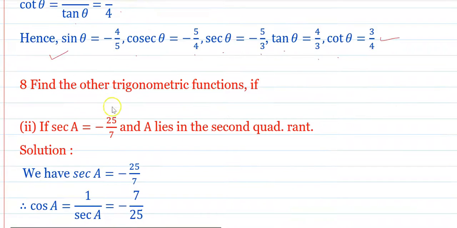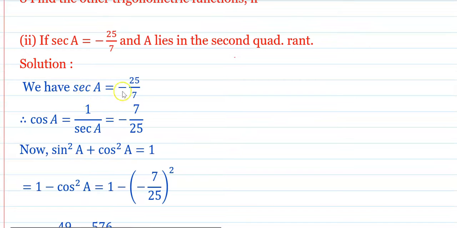Next, find the trigonometric functions. If sec of A is equals to minus 25 by 7 and A lies in the second quadrant. In second quadrant, only sin is positive and all the other trigonometric ratios are negative. Sec of A is minus 25 by 7. So cos A is equals to 1 upon sec A is equals to minus 7 upon 25. Sin square A plus cos square A is equals to 1.